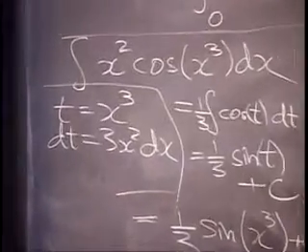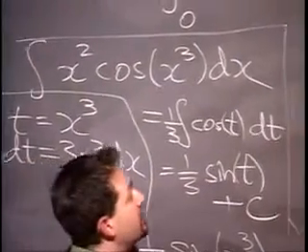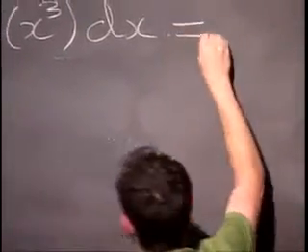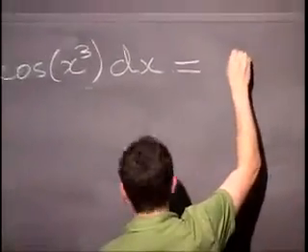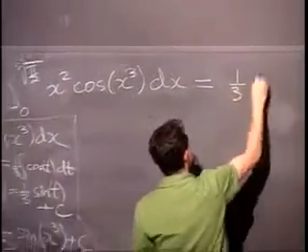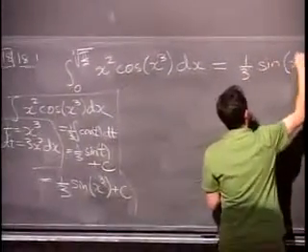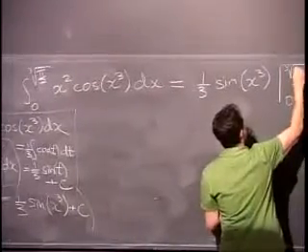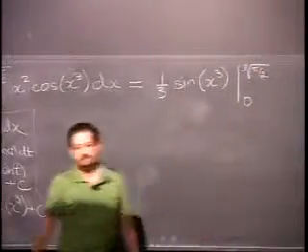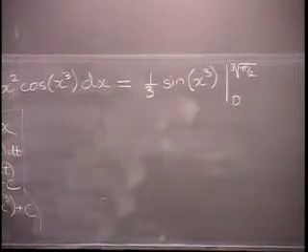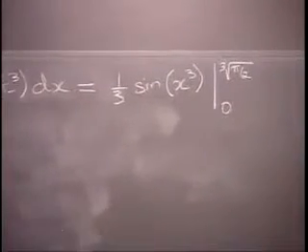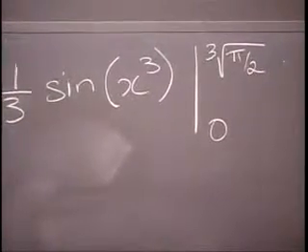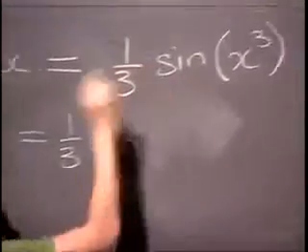Now, having done this, we now know an antiderivative, and we could write that this is equal to the antiderivative without the plus c evaluated between 0 and the cube root of pi over 2. That's the second fundamental theorem in a nutshell. If you can find an antiderivative, you just plug in the bounds. Take the difference.